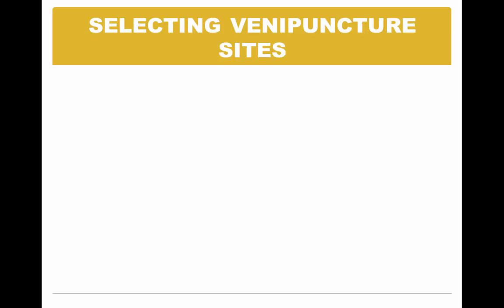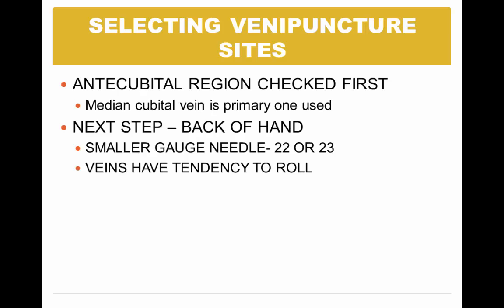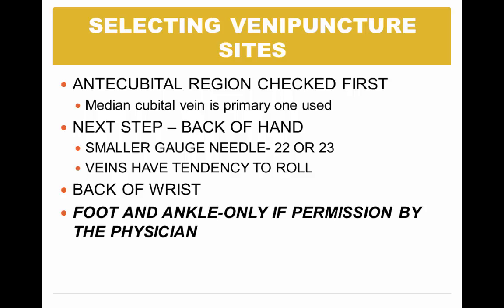Selecting venipuncture sites. The antecubital region should be checked first. The median cubital vein is the primary one used. The next step would be the back of the hand. If you use the back of the hand, you want to use a smaller gauge needle, 22 or 23. These veins will have a tendency to roll. You can also use the back of the wrist. And once again, the foot and ankle only if you have permission by the physician.